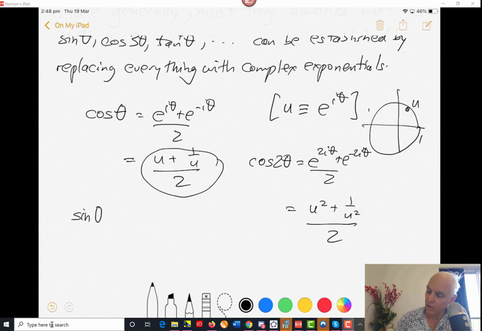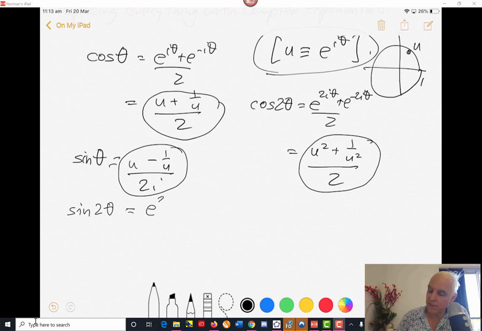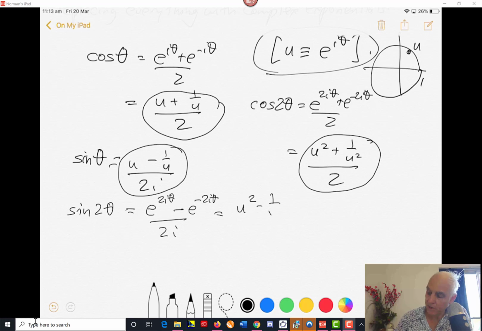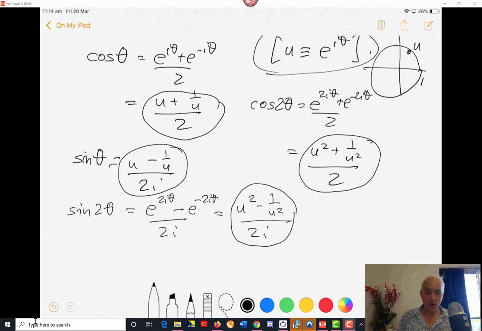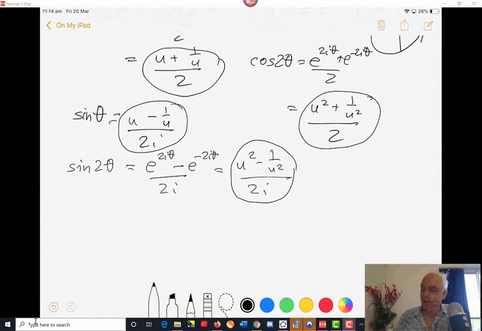All right. And what about sine? Well, sine theta is going to be u minus 1 over u all over 2i. And sine squared theta is going to be u squared minus 1 over u squared all over 2, etc. Okay? And once we have the sines and the cosines all in terms of u, then you could easily have tans also in terms of u. So if you have some big trig identity, which formally might require all kinds of clever thinking.